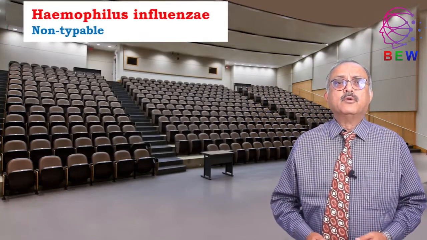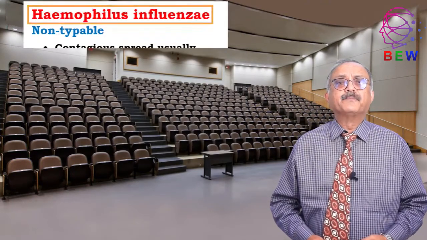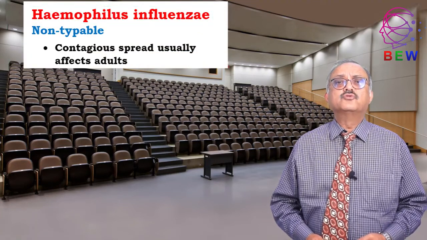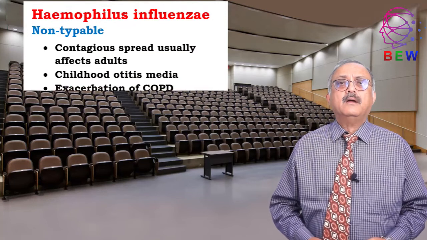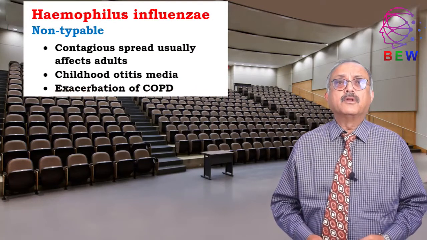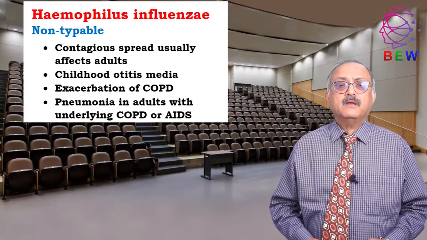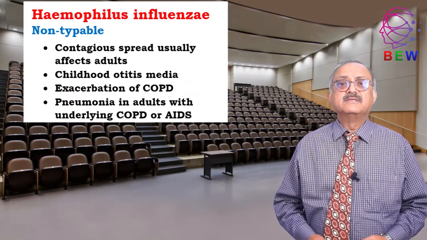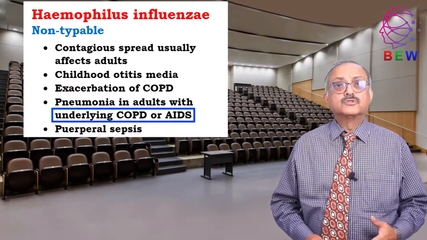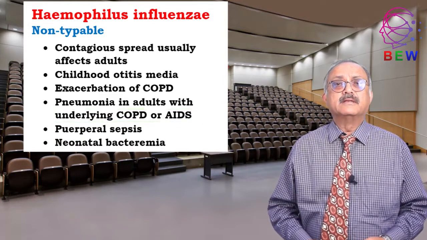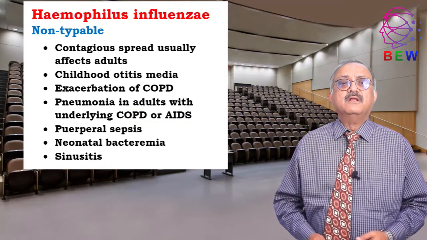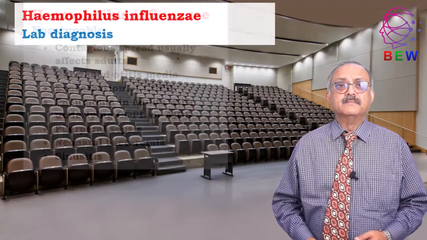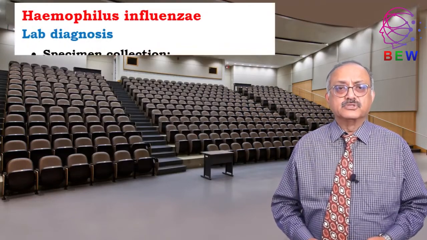There is a certain entity known as non-typable H. influenzae. They cause contagious spread and usually affect adults. It causes childhood otitis media. It causes exacerbation of chronic obstructive pulmonary disease. Pneumonia in adults with underlying COPD or AIDS can cause puerperal sepsis and neonatal bacteremia. Causes sinusitis in adults and children. Invasive infections early. Now, lab diagnosis.